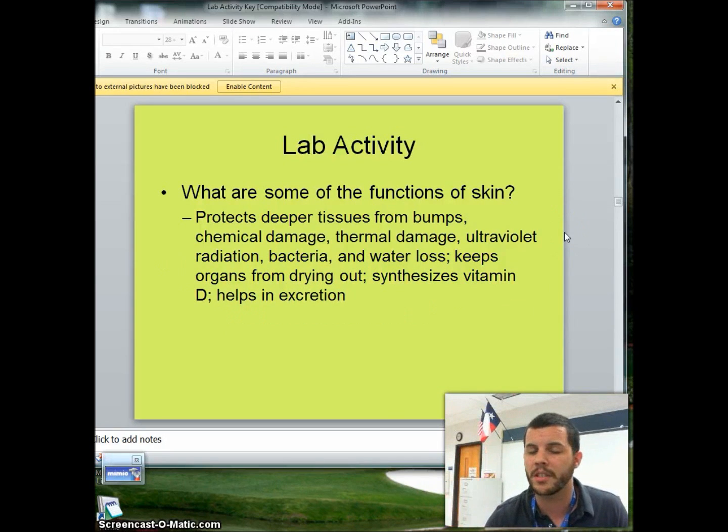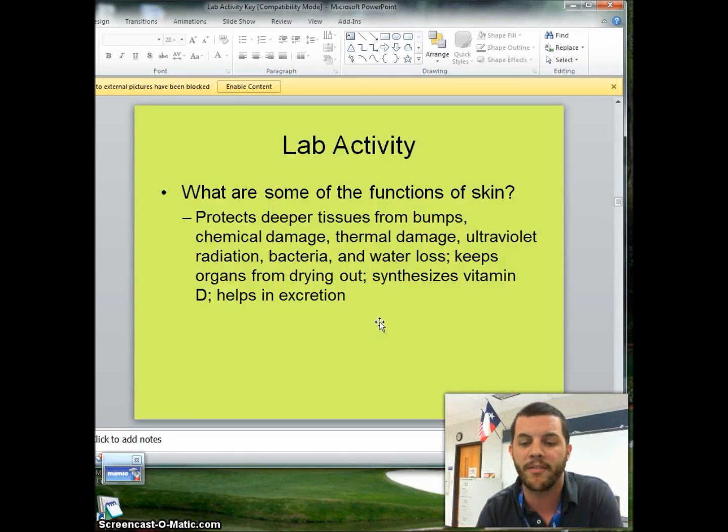Functions of the skin, there's a ton of functions. These are some main ones. It's going to protect deep tissues. It's going to keep UV rays out. It's going to keep bacteria out. It's going to keep our organs from drying out. Another fun function of the skin is that it actually synthesizes vitamin D. So you don't necessarily need to eat vitamin D, because you go out into the sun and your skin's going to make vitamin D.